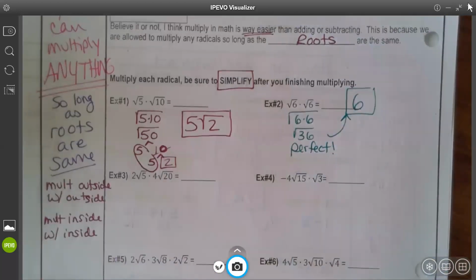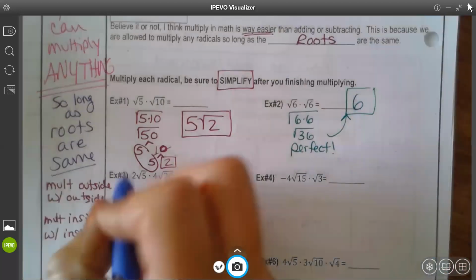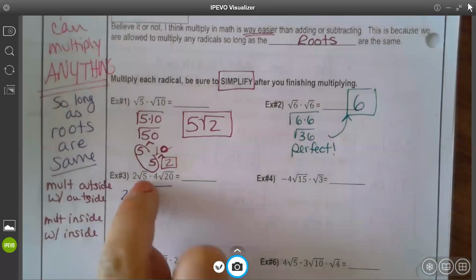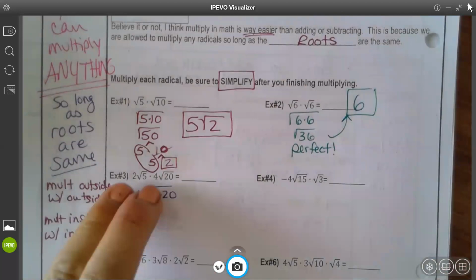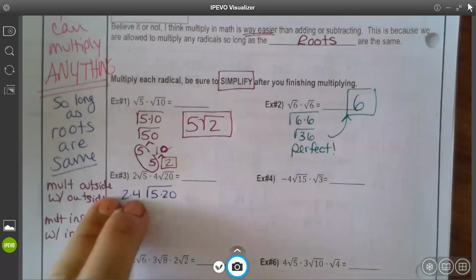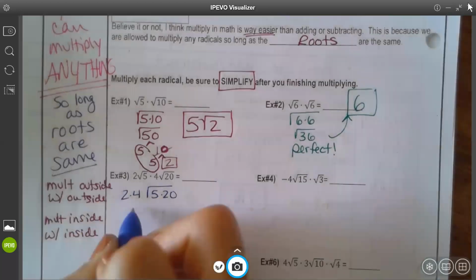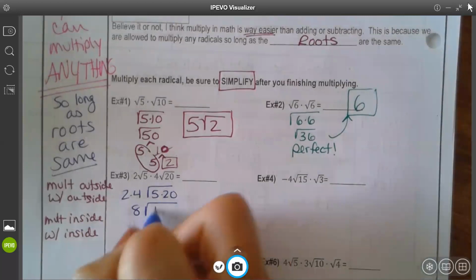All right, next one. I've got outside numbers that I'm going to multiply. So 2 times 4, and then square root, cool, I match. And then 5 times 20 inside. So the outside numbers get multiplied outside, and then the inside numbers get multiplied inside. So 2 times 4 is 8 on the outside. 5 times 20 is 100 on the inside.